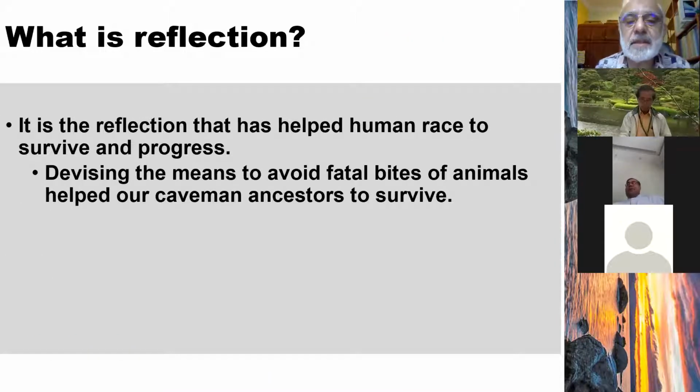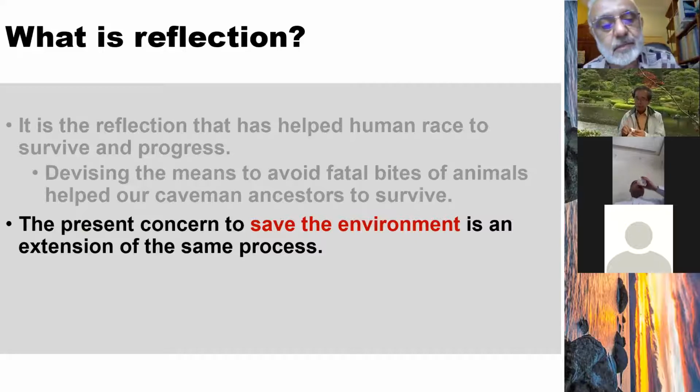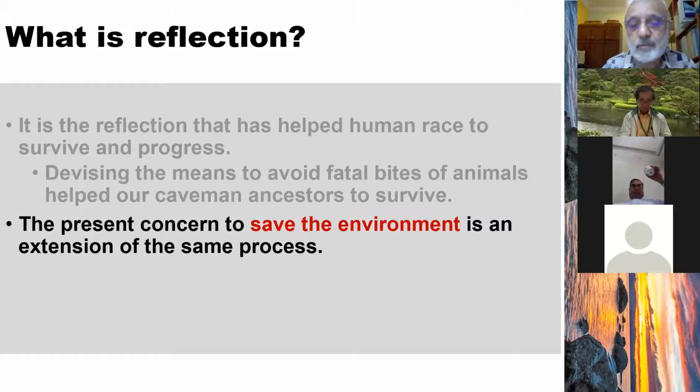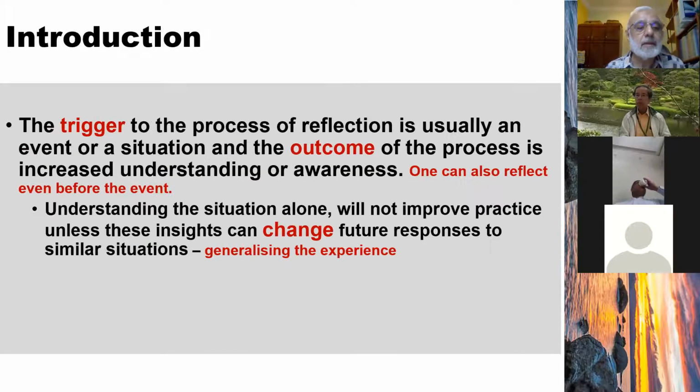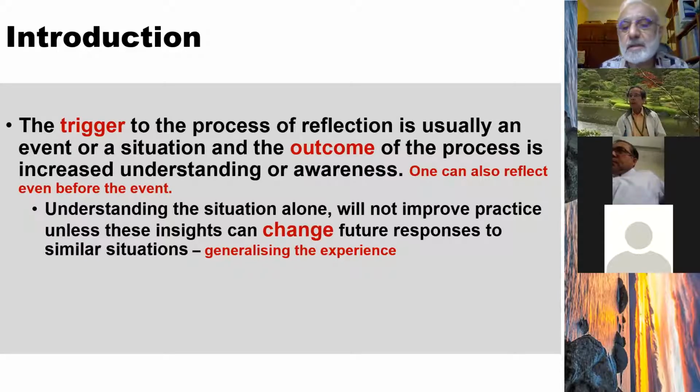It is the reflection that has helped human race to survive and progress, by devising means to avoid fatal bites of animals. So to survive in the life, and the present concern to save the environment is extension of the same process. The trigger usually for a reflection is an event or a situation, and the outcome of the process is increased understanding.